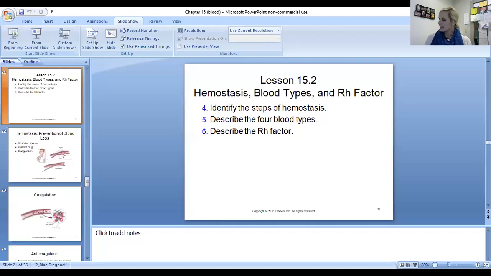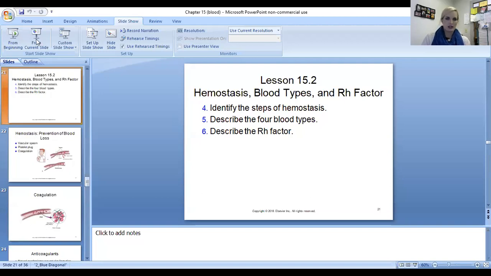All right, guys, now let's take a look at that second part of chapter 15. So we finished up with talking about the different components of blood, and then we were looking at what each of those parts did. In this section, I want to take a look at blood types. So let me show you what I mean by that.